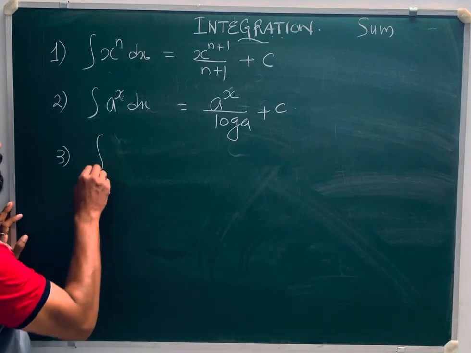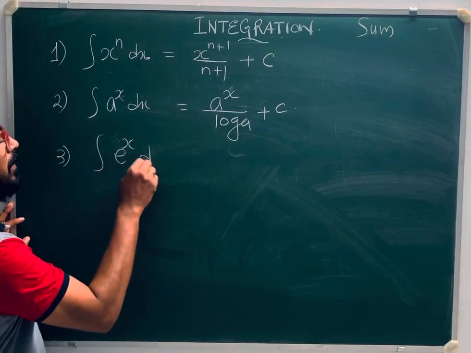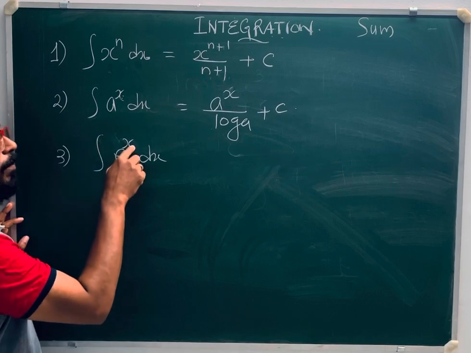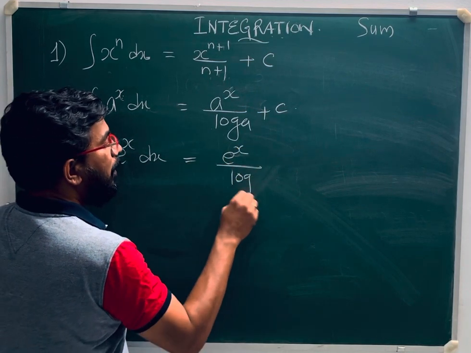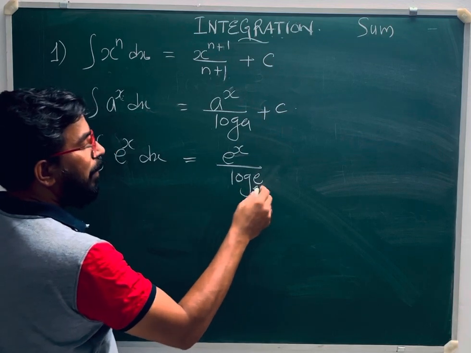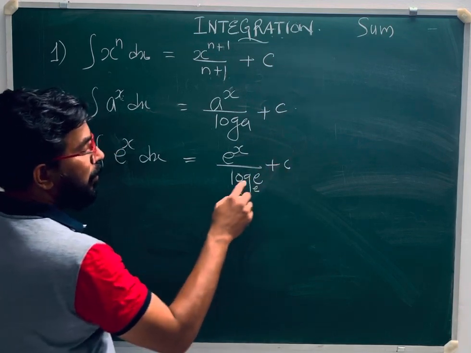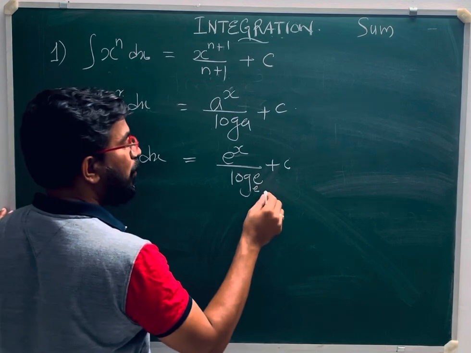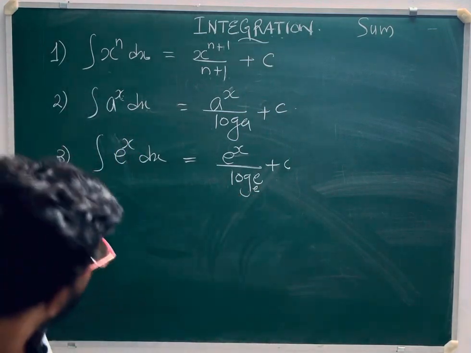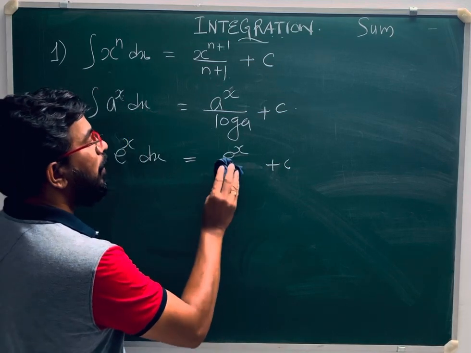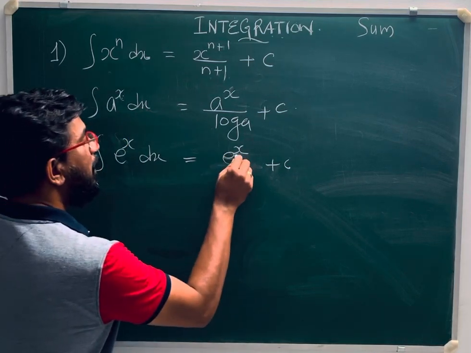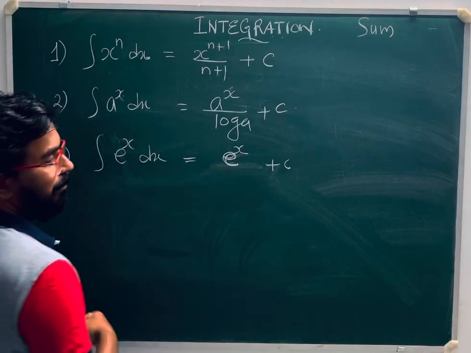Integral e power x dx. e is also a constant to the power. So the answer will be e power x by log e, the same formula when I use, but to the base e only. So log e to the base e is 1. So we need not write this e power x like this, because it's 1. So e power x will say the integration is e power x itself.